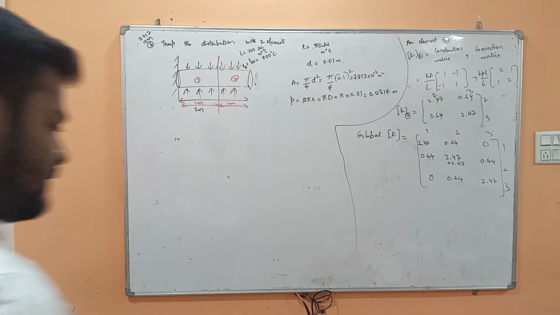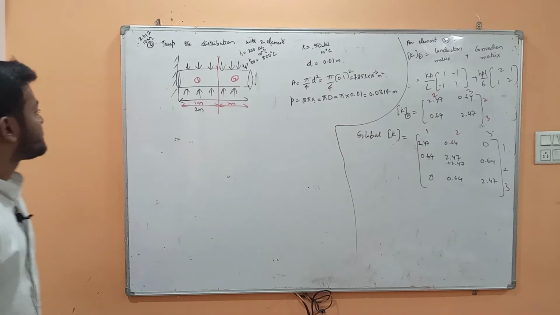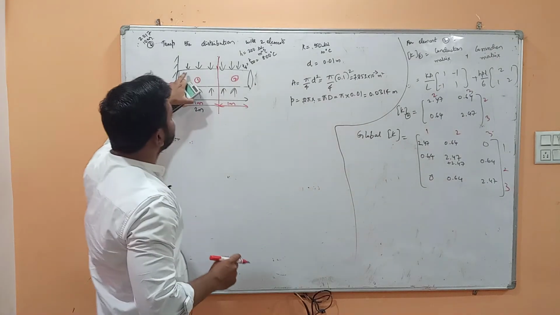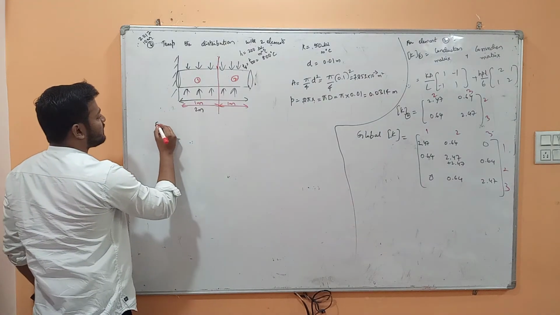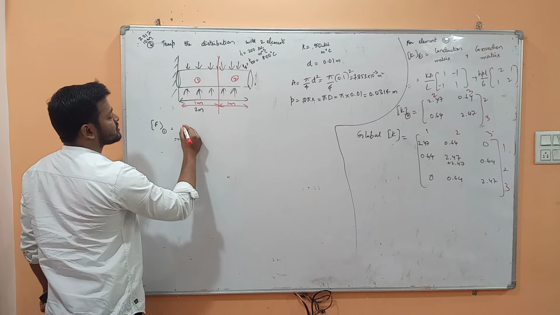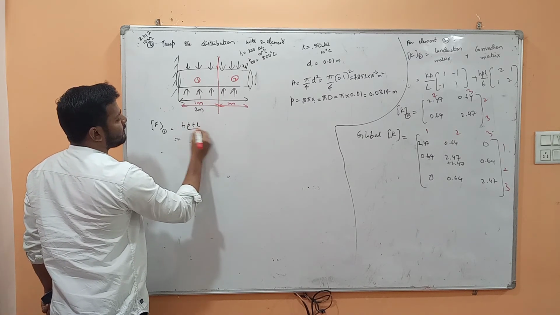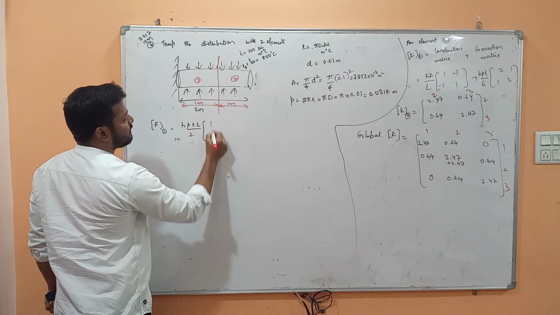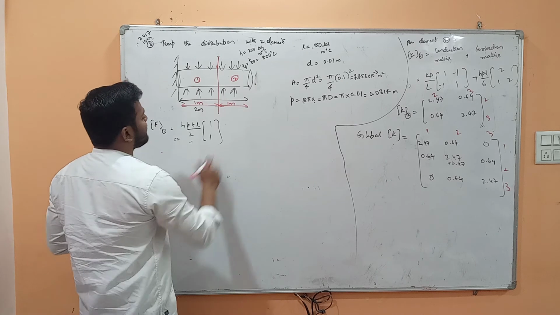Okay, so after we find out the global K matrix, we have to find out the force matrix. So there is only one type of force, H force, which is acting in the lateral direction. So force F for element 1 in the lateral direction. So what is the formula for force F in the lateral direction? HPTL by 2, 1 1. So this is acting in the lateral direction.